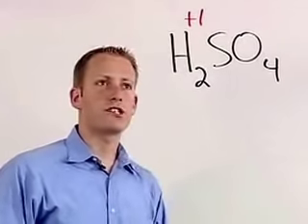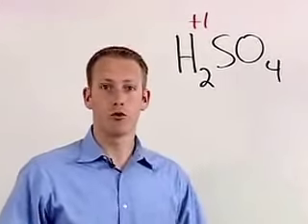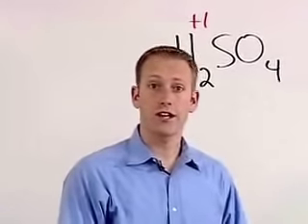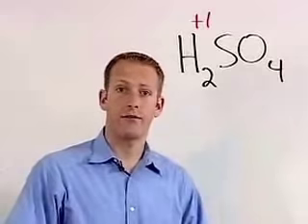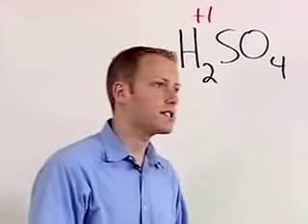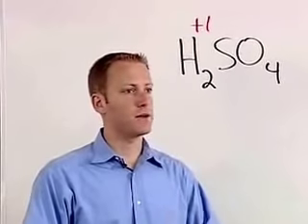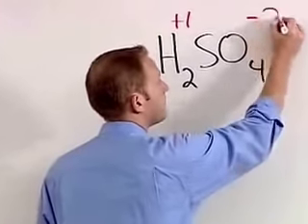Sulfur. What's the rule for sulfur? Why can't I think of the rule for sulfur? The reason is there is no rule for sulfur. Sulfur is not one of the rules I taught you, so you're going to actually have to figure it out. So we're going to leave it blank for now. Oxygen, what's oxygen's rule? Oxygen is usually -2 unless it's with fluorine. It's not with fluorine, so it's -2.